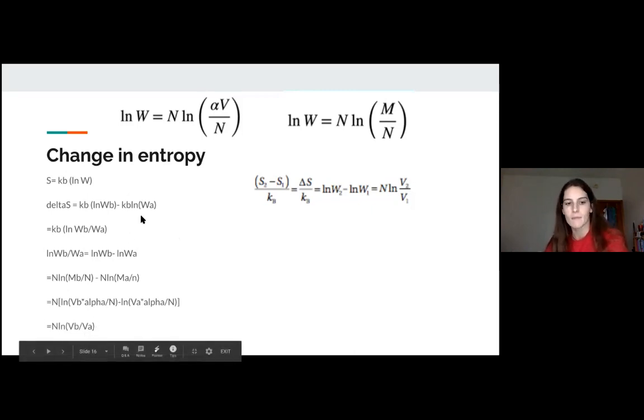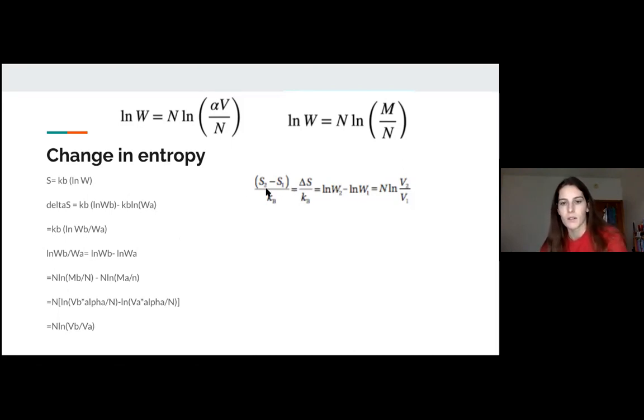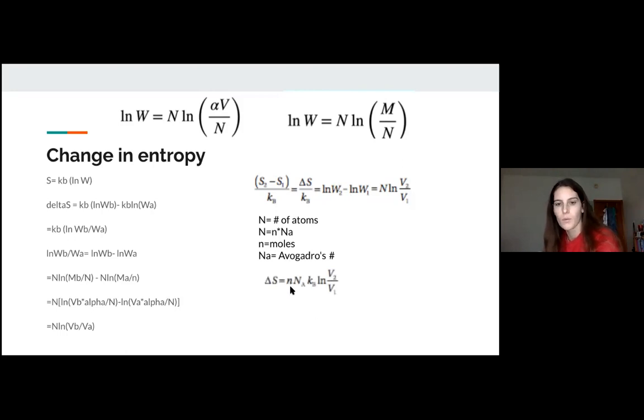And so it's n times ln of VB over VA, which is equivalent to S2 minus S1 over kB, or delta S over kB equals n times ln of V2 over V1. So n in this equation is the number of atoms, and n equals little n times Avogadro's number, or equals moles times Avogadro's number.